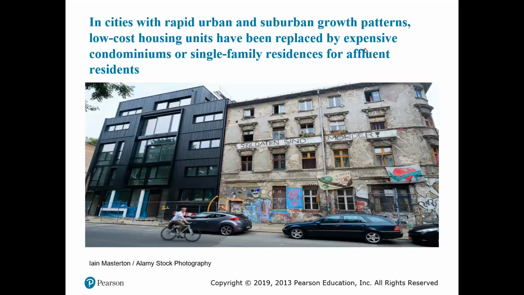So what we see here is that there are certain differences. When you look in cities with rapid urban and suburban growth patterns, low-cost housing units have been replaced by expensive condominiums or single-family residences for affluent residents. This is called gentrification. And as gentrification occurs, these more affluent families go into these lower-income neighborhoods, and while they may bring a benefit to those neighborhoods that are plagued with things like crime, they're pushing people who are in poverty out of their homes. So where do they go? Many become homeless.